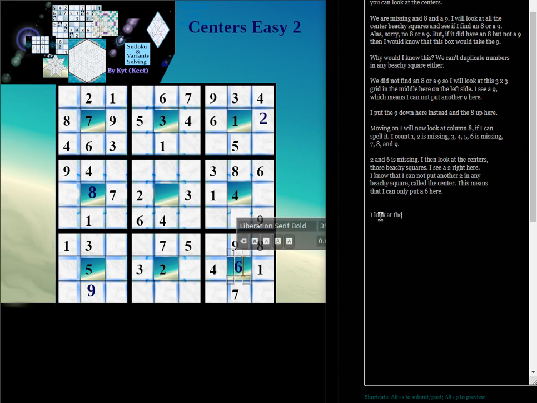I look at the other centers and I see that I am only missing one number. I count 1, 2, 3, 4, 5, 6, 7, 8, and no 9. I put in the 9.